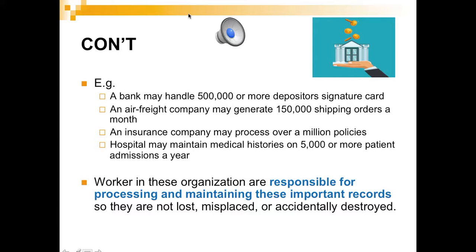There are numerous records maintained within the organization. For example, a bank may handle 500,000 or more depositors' signature cards. An insurance company may process over 1 million policies, or a hospital may maintain medical histories on 5,000 or more patient admissions a year. Definitely, good workers within these organizations are responsible for processing and maintaining these important records, so that they are not lost, misplaced or accidentally destroyed.